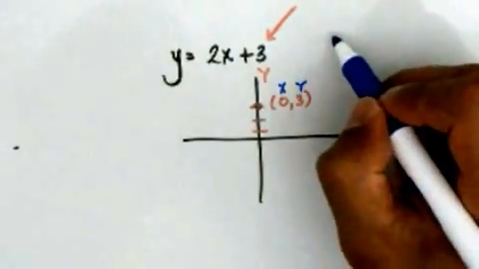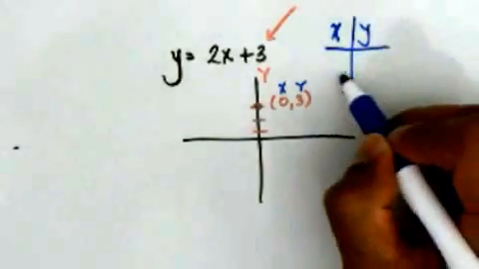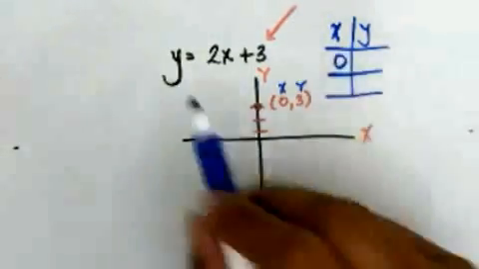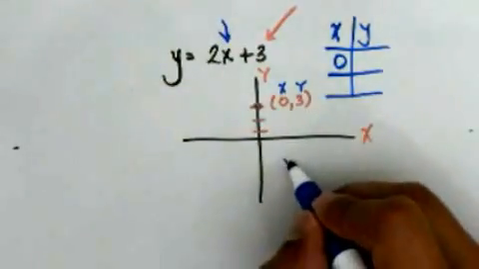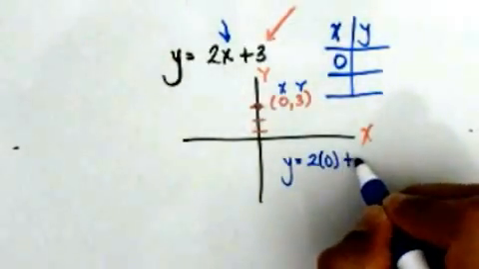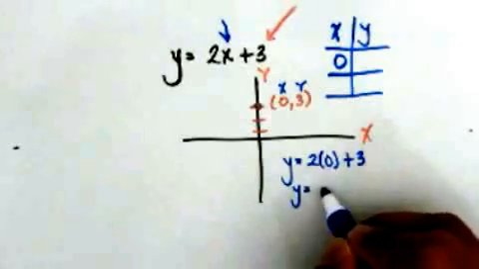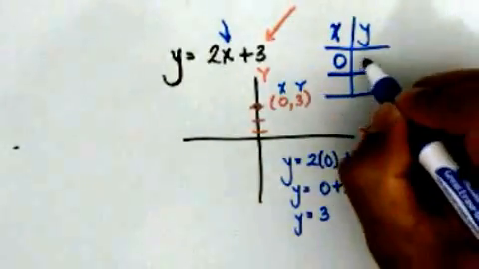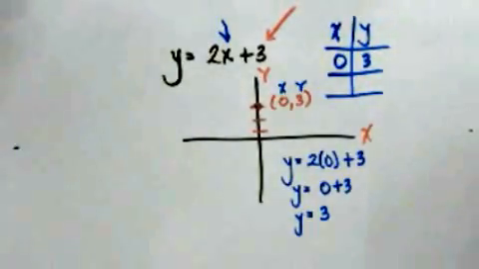The other way a lot of you have been taught, you can also make a table and plot points. So if x is 0, we can go ahead and substitute 0 into here. 2 times 0 plus 3. And we get 2 times 0 is 0 plus 3. So y equals 3. Okay, so that's easy. Very, very simple.